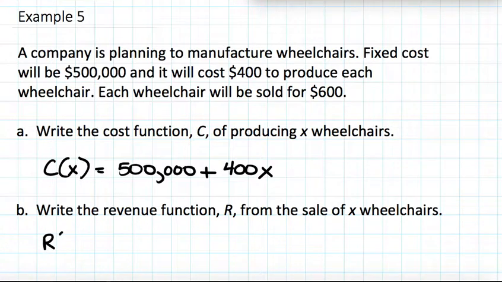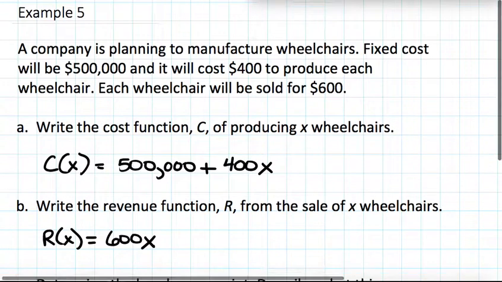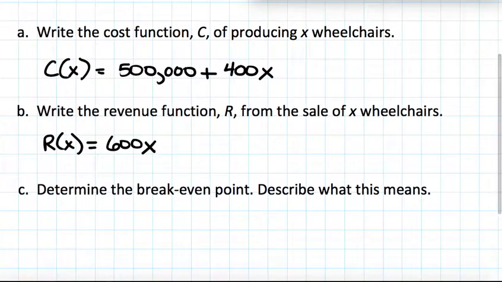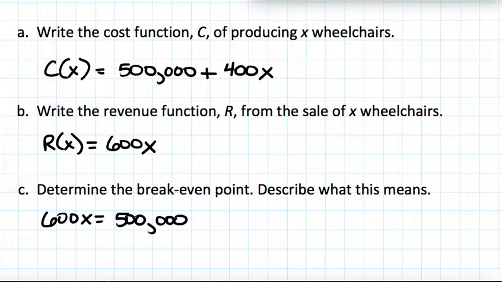The revenue function, we're selling the wheelchairs for $600. So 600 times the number of wheelchairs that are sold, which is X. So 600X. Lastly, the break-even point is where costs and revenue are equal. So to find this, what I'm going to do is set the revenue, 600X, equal to the cost, 500,000 plus 400X, and then I'm going to solve for X. And that's going to give me the number of wheelchairs that I need to make in order to break even.